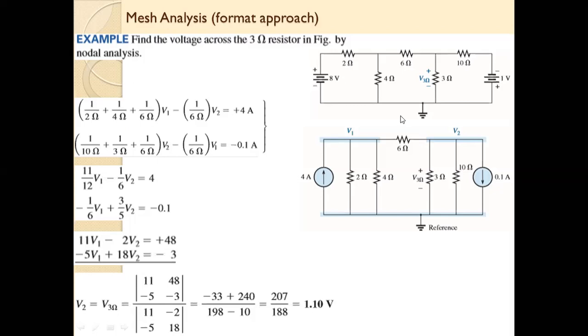We want to find out the voltage across the 3 ohm resistance. So we need to find out the voltage in this resistor. This is very different from the previous examples. In this circuit, you can see voltage sources instead of current sources.